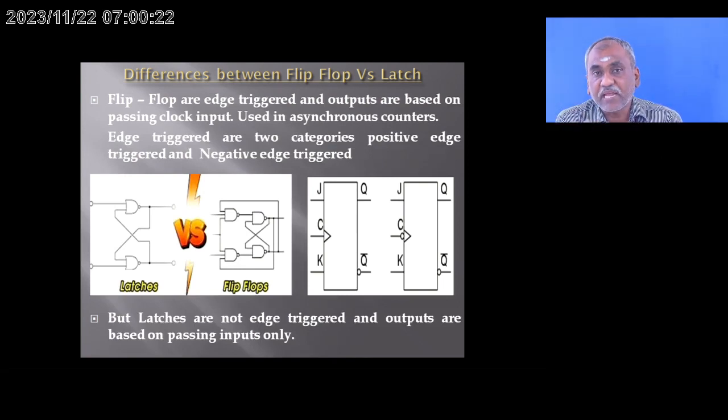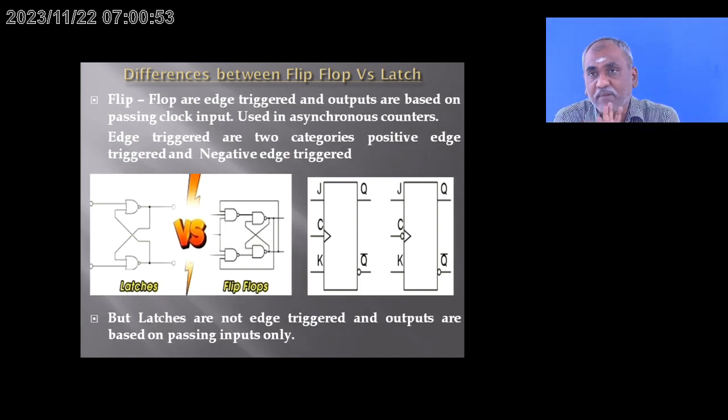On the right side of the diagram, you know that the first diagram is a positive edge trigger, where the arrow is there directly. And in the second one, you know that the bubble is there, that is a negative edge trigger. Right? Flip-flops are edge-triggered and outputs are based on the clock input, which is also passed as an input. This is used in asynchronous counters. Edge triggers are positive edge triggers and negative edge triggers.